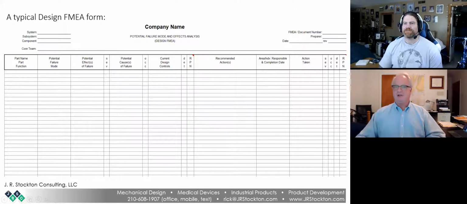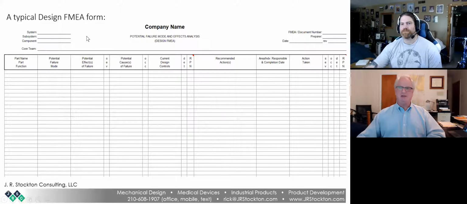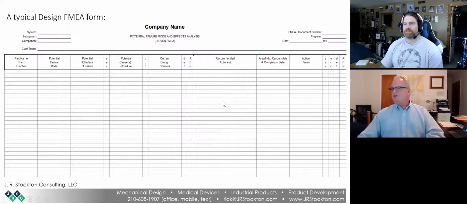But if you've ever seen a form that looks remotely like this, you'll know that you're looking at an FMEA. Usually, they're nice enough to have, somewhere near the top, FMEA or potential failure mode and effects analysis. Basically, this is a systematic way. In the case of a process, you're looking at your manufacturing. In the case of design, you're looking at a systematic way to take a look at what the risks are. And in its most complicated or elemental form, it looks about like this.